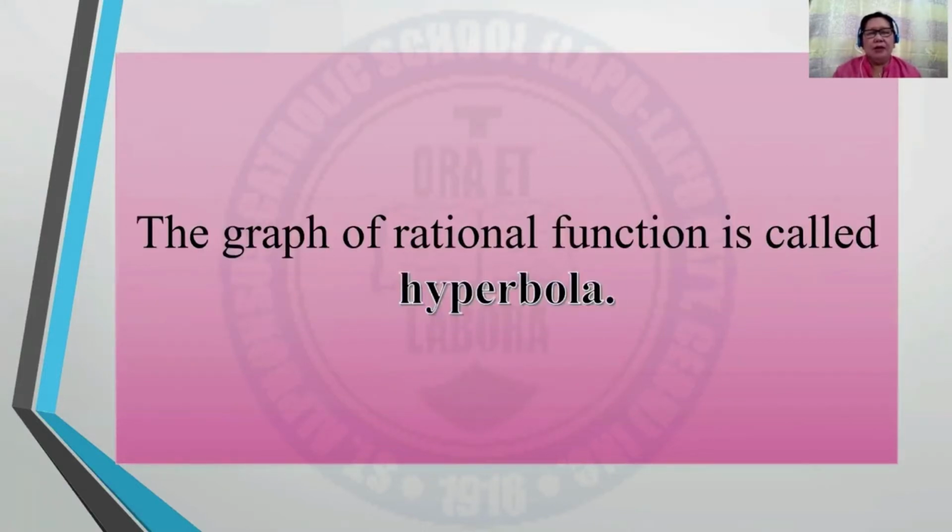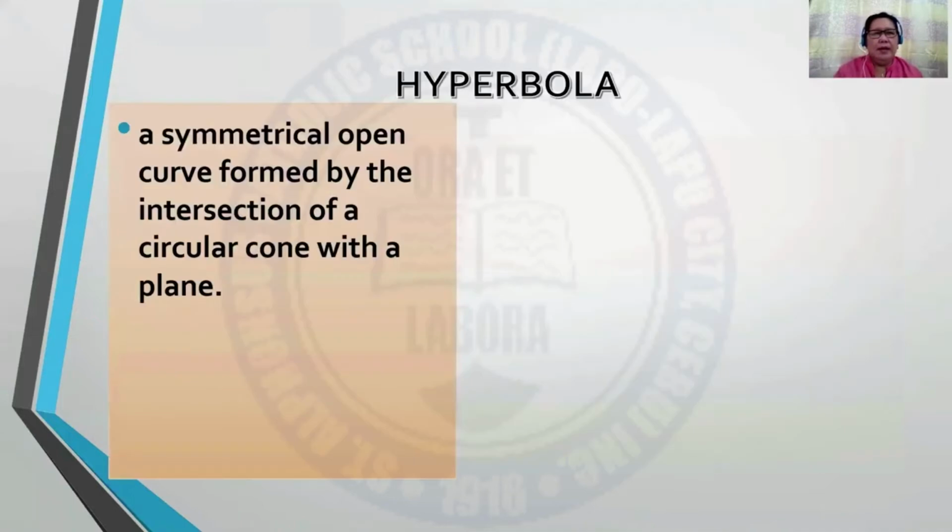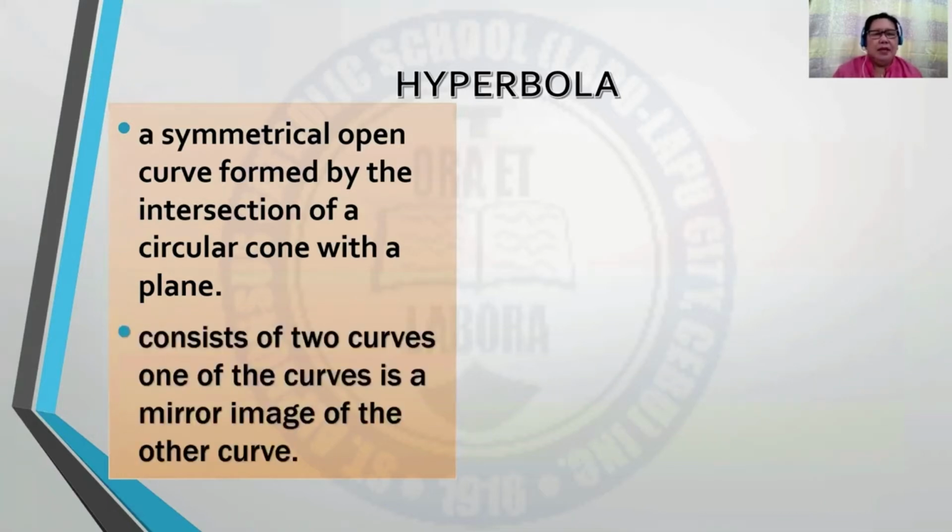The graph of a rational function is called hyperbola. And a hyperbola is a symmetrical open curve formed by the intersection of a circular cone with a plane. It consists of two curves. One of the curves is a mirror image of the other curve.